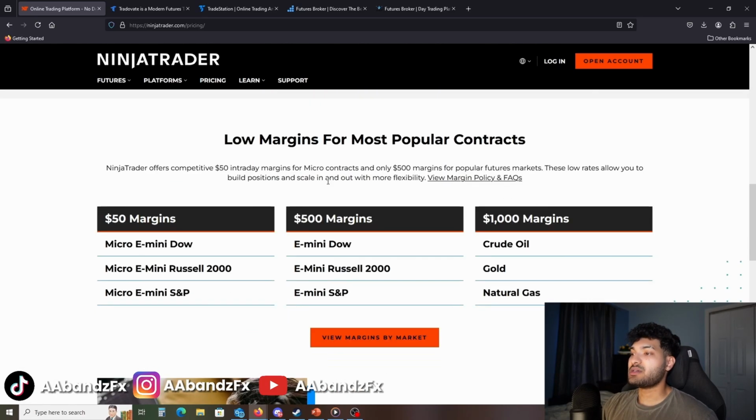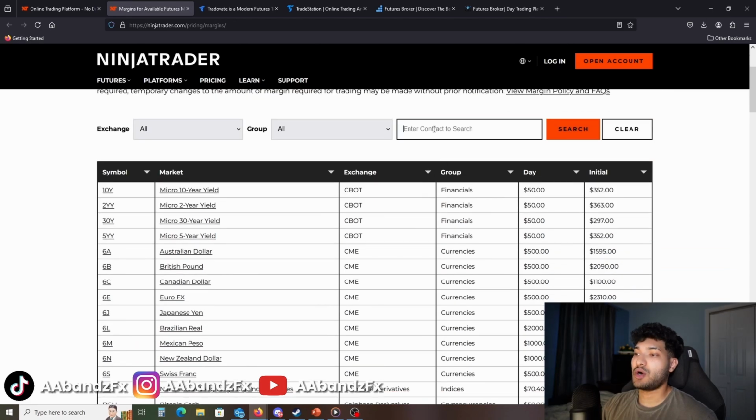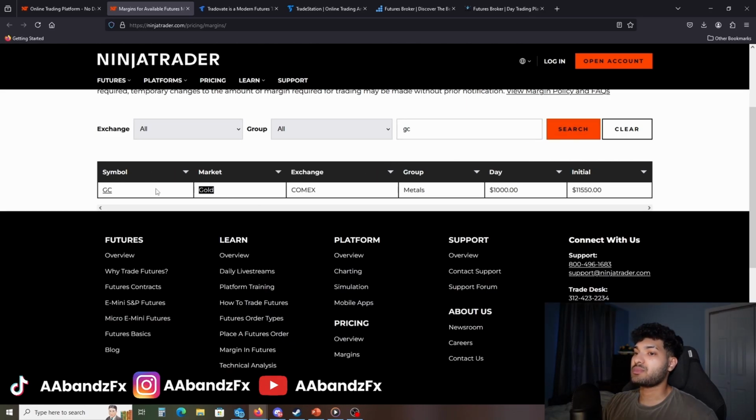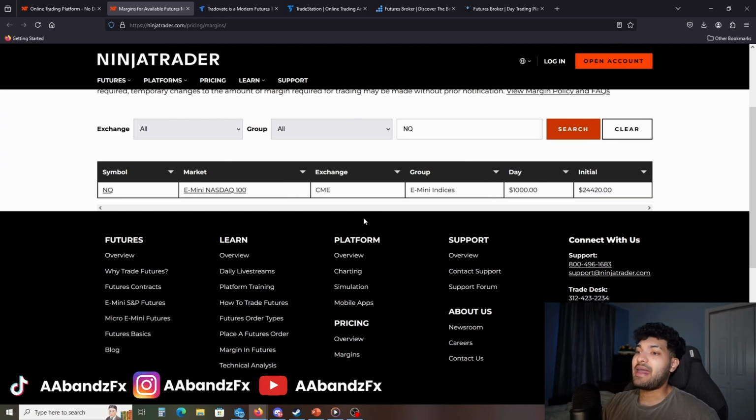What you can do is go to view margins by market, and again, I only trade gold. I encourage you guys to do this for every single pair because it's super critical. We go over to gold, and gold is $1,000 for an intraday, holding one contract intraday. If you want to hold that contract into the next day, you need $11,550, which is pretty crazy to me. Let's go to NQ now, another very popular pair. As you can see, the E-mini is the same thing, $1,000, but to hold into the next day, you need about $24,000 because NASDAQ is very, very volatile.